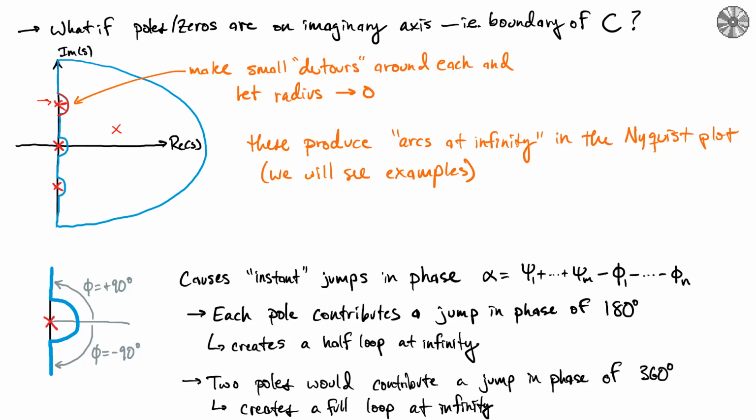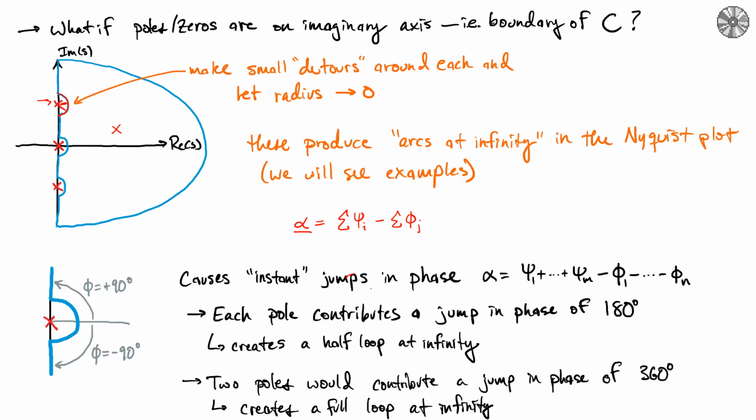We said that the angle alpha, which is what is being plotted out for the Nyquist plot, is essentially equal to the sum of all the zero angles minus the sum of all the pole angles. So if any of these angles experience a very sharp change in their value, then that's going to appear in alpha.